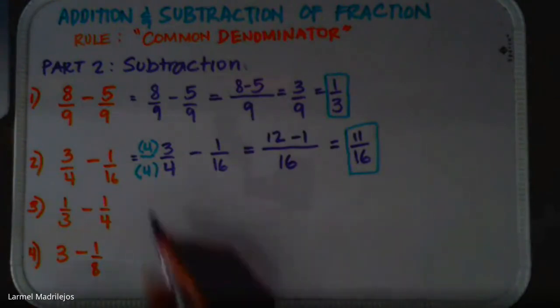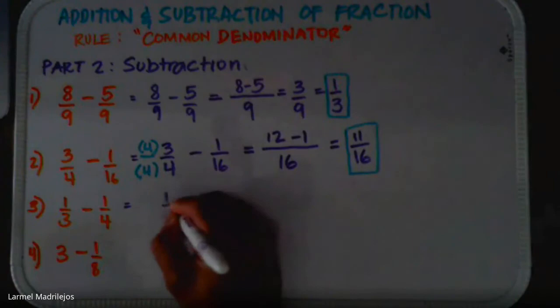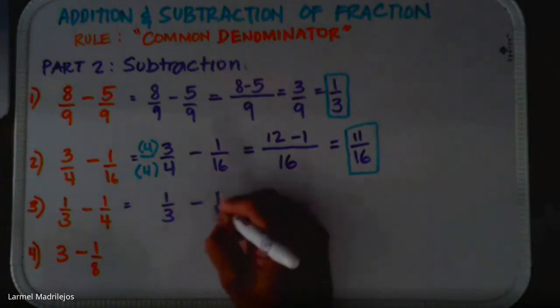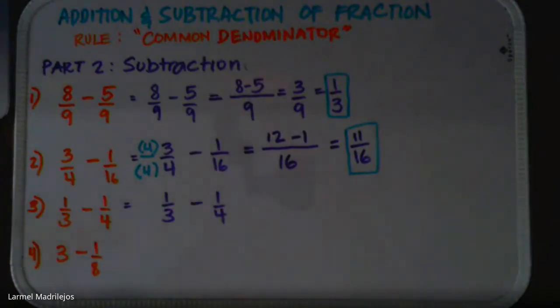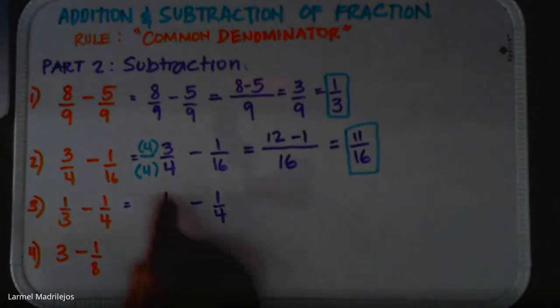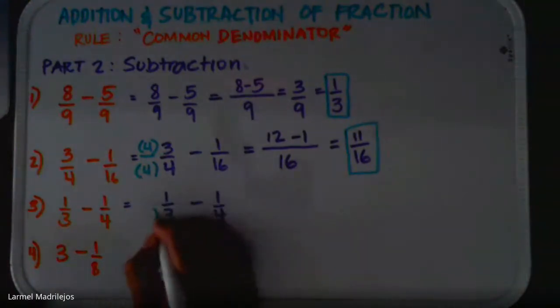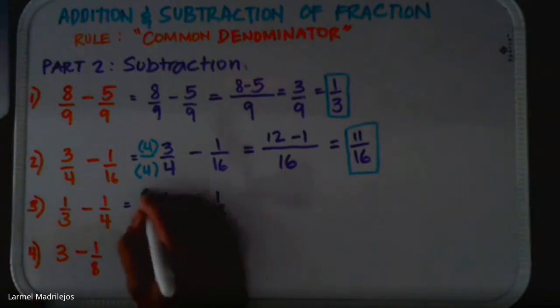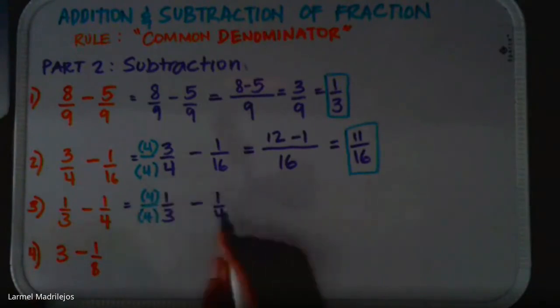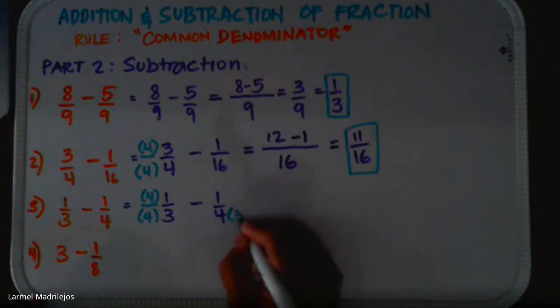The next number, 1/3 minus 1/4. So this time I need to look for a number which is common to both. That number is 12. How do I know? It's 3 times 4 makes 12. So I need to make this 12 by multiplying it by 4, and to make this 12, multiply it by 3.